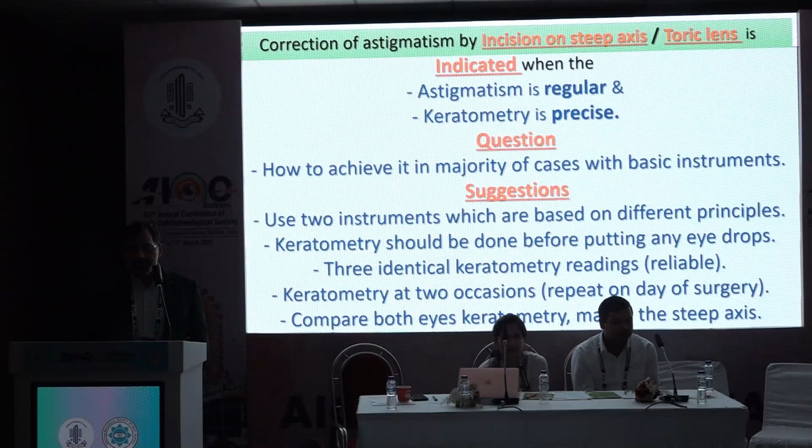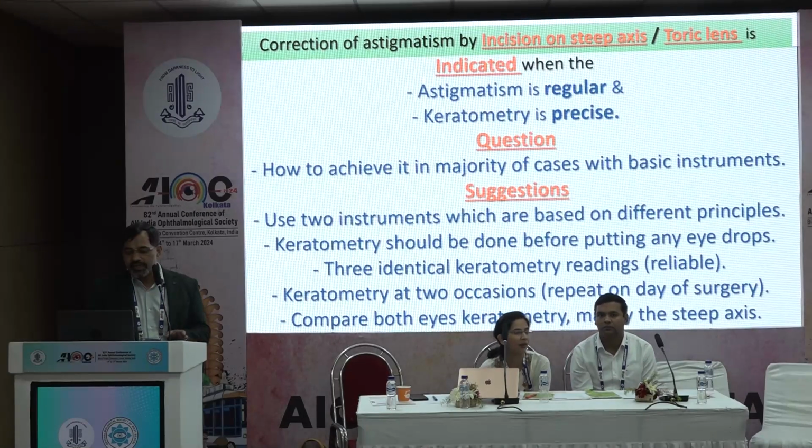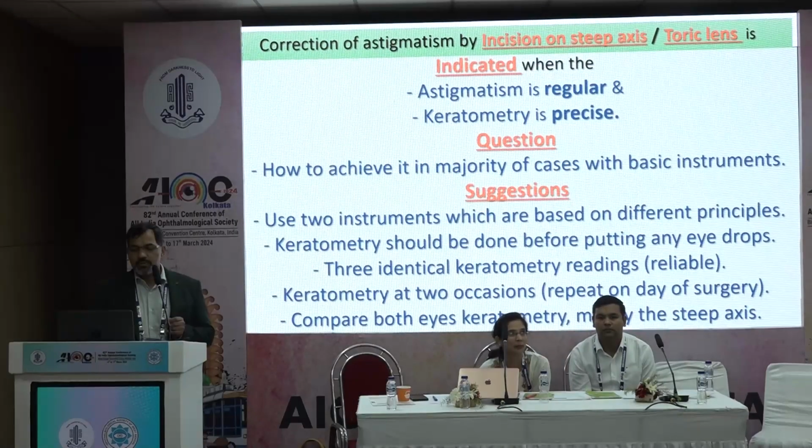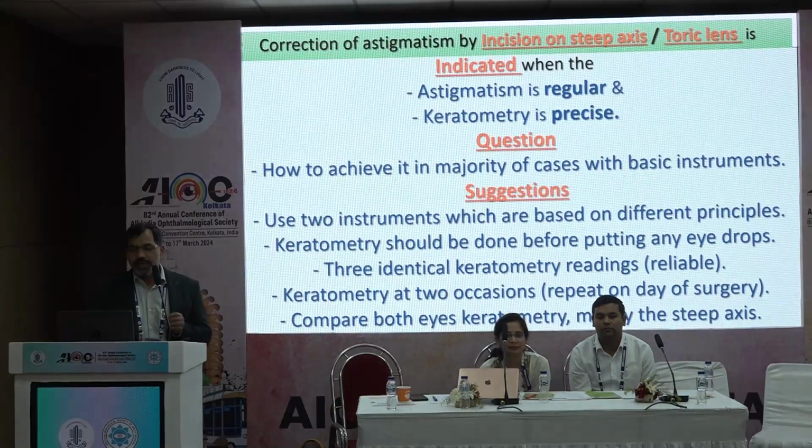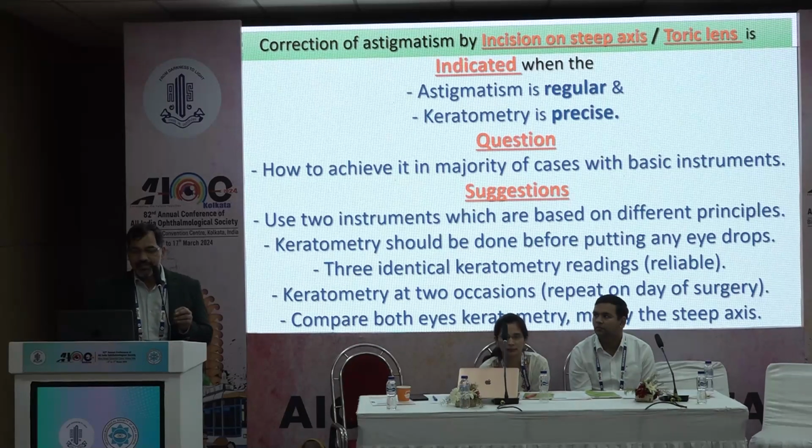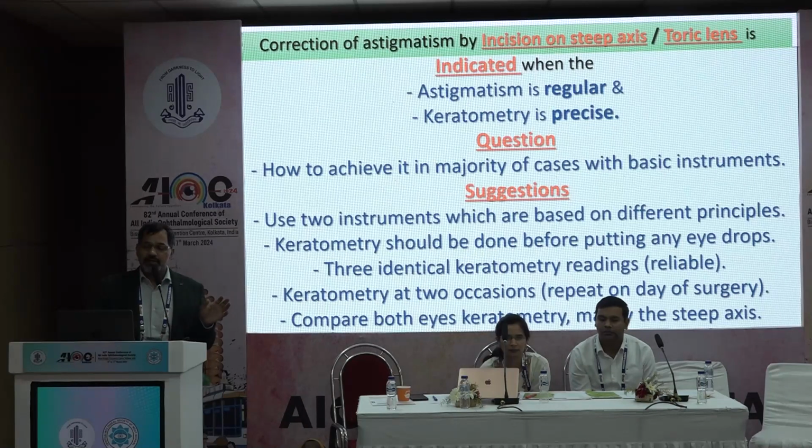You have to use 2 instruments which are based on different principles. Keratometry should be done before putting in any eye drops or before any contact procedure. 3 identical keratometer readings are considered reliable. There should be no difference in the axis, and no difference of more than 0.5 diopter, or 0.1 diopter, in the cylindrical power. Keratometry should be done on 2 occasions, so you can repeat it on the morning of the surgery when the patient is kept for the toric lens.